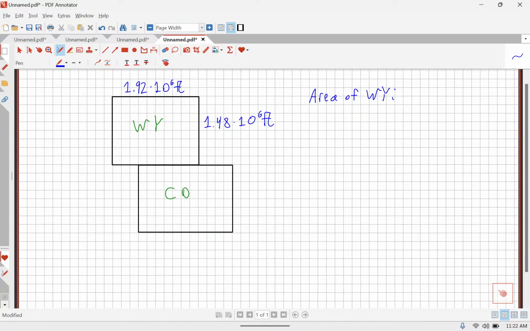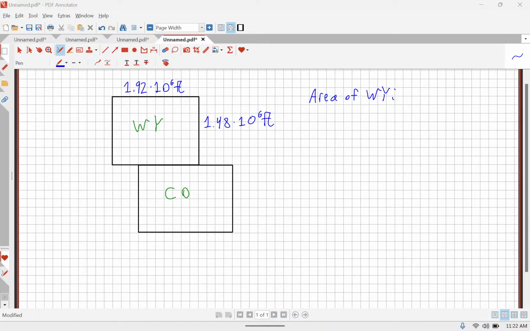Cena, what should I do with these numbers to find the area of Wyoming? So I added 1.92 plus 1.4. No, well, wait. So first of all, what are you actually doing to these numbers? Because remember, these are numbers, right? They're just numbers. What am I actually doing to them? What do I do with the length and width of a rectangle to find the area?